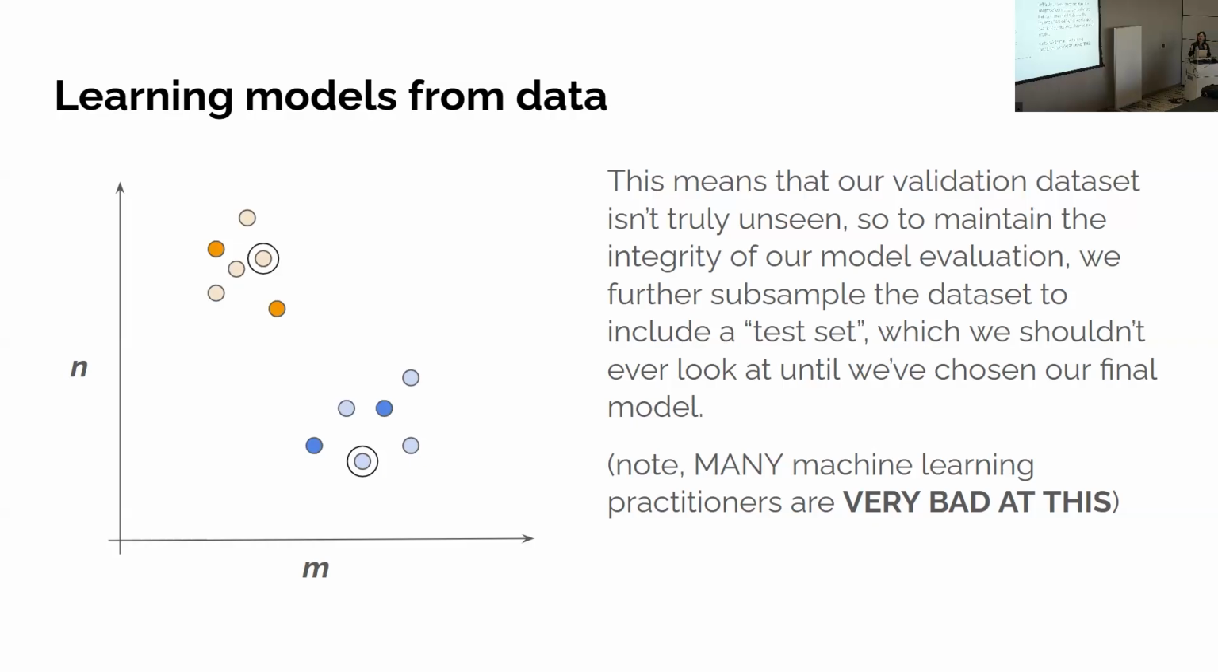In some ways, you're not training on it directly, but you're still trying to maximize your performance on this validation data set by selecting your hyperparameters, your model type, and so on. So sometimes we further subsample the data set to include a test set, and this test set is meant to be the set that is most representative of your real life scenario. It's like what you would expect the performance to be at deployment.